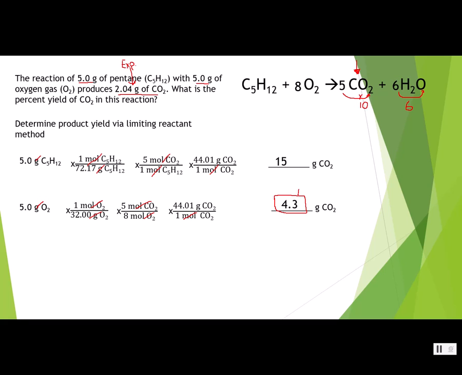I can use my theoretical or calculated yield, let's call it TH, along with my experimental yield to find a percent yield, which is the experimental divided by the theoretical multiplied by 100 to give you 47%. So in this reaction, according to the data that was given, this person was able to have a percent yield of carbon dioxide of 47%. Not too bad. Many times in chemistry, you will produce a percent yield that is less than 100%.